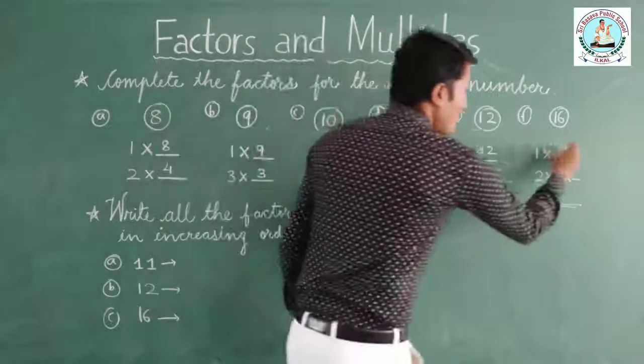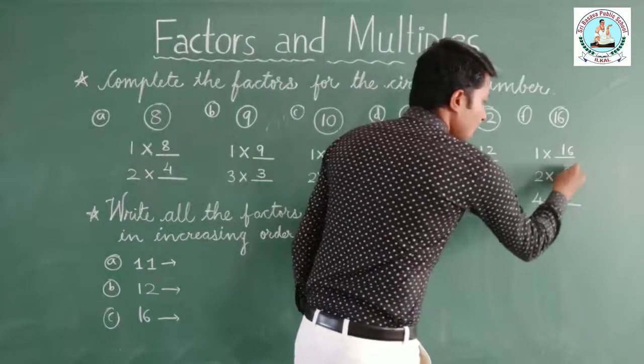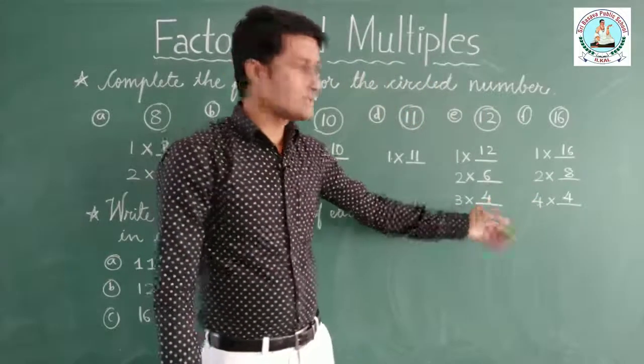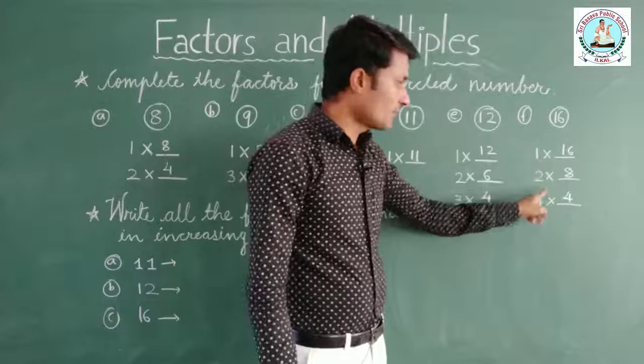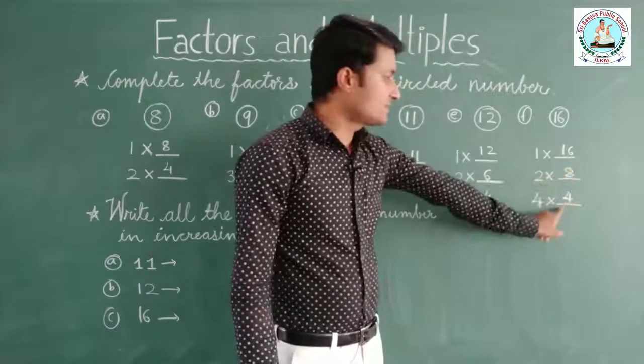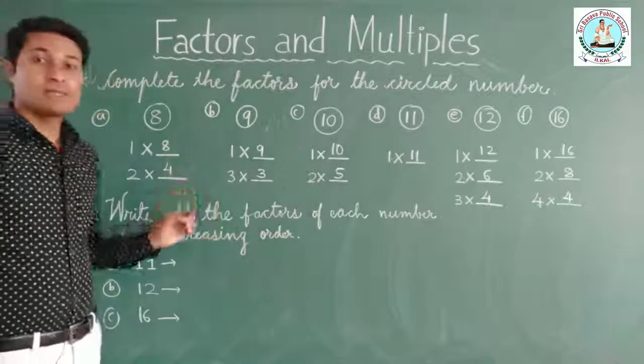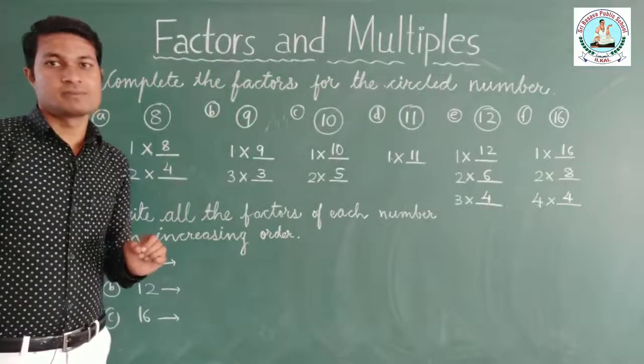Similarly 16, 1 times 16, 2 times 8 and 4 times 4. Now what are the factors of 16? Very simple, 1, 2, 4, 8, 16. Why? Because this 4 is already covered here. So this is how you can find the factors of a given number, right?